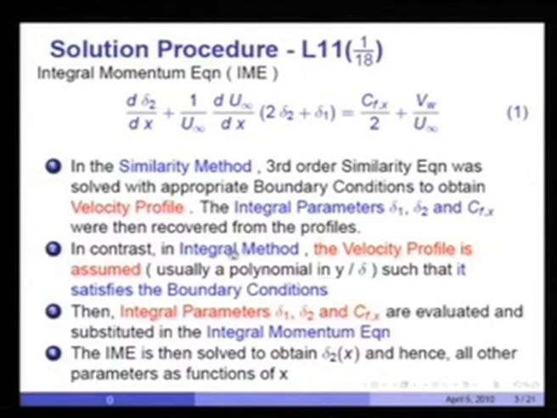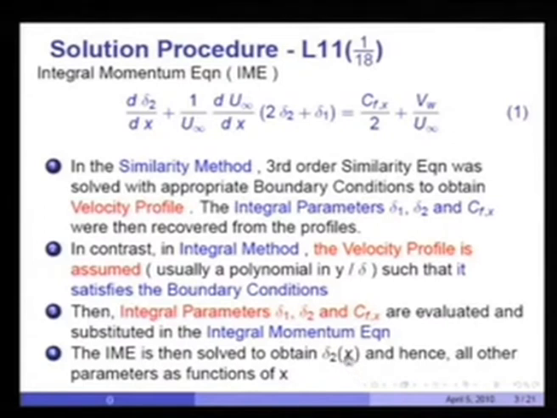In contrast, in the integral method, the velocity profile is assumed, usually a polynomial in y by delta, such that it satisfies the boundary conditions. Having assumed this profile, we evaluate the integral parameters delta 1, delta 2 and c f x and substitute them in the integral momentum equation. The IME is then solved to obtain delta 2 as a function of x and hence all other parameters as functions of x.